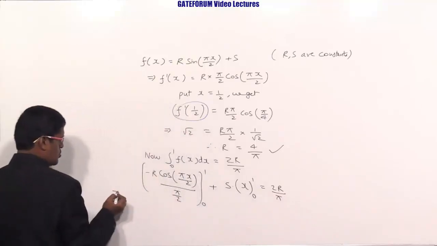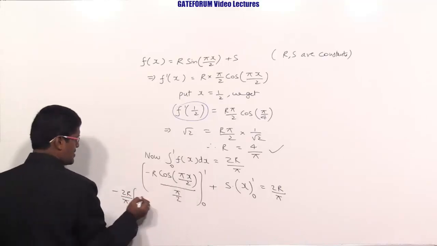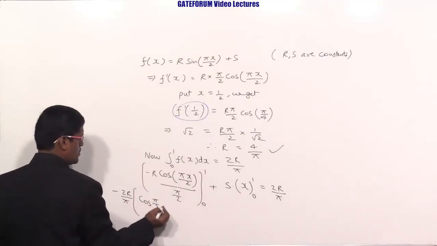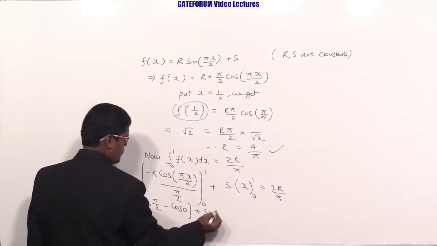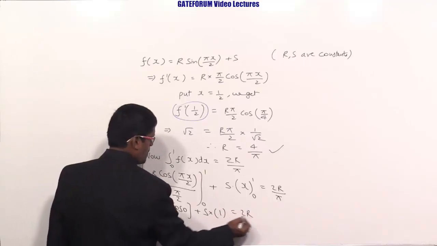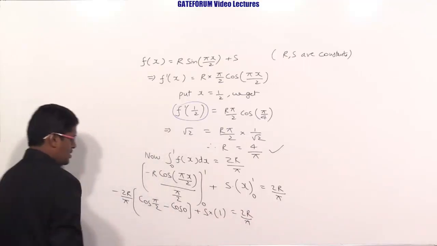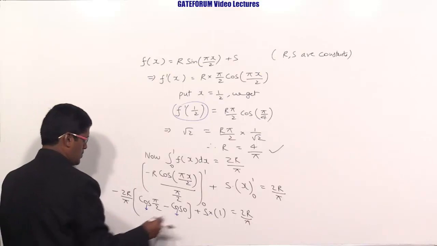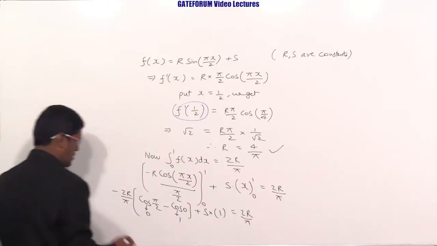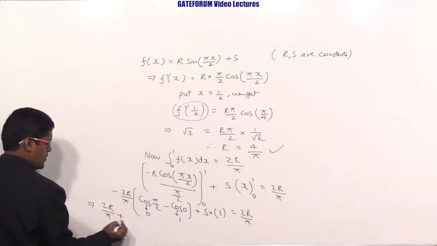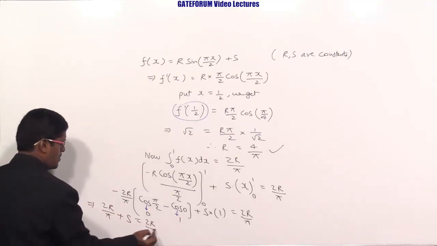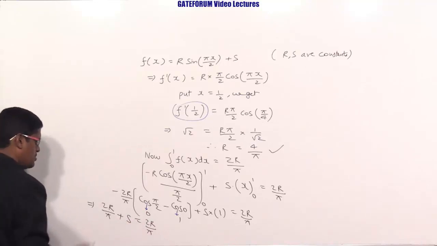Pi by 2 will be inverted, so minus 2r by pi, which is taken outside. First put x equal to 1, that is cos(pi by 2). Lower limit put x equal to 0, that is cos 0, plus s into 1 is equal to 2r by pi. So cos 90 and cos 0, you know that. Cos 90 is 0, cos 0 is 1. So this gives 2r by pi plus s is equal to 2r by pi. Both sides have the same term, same constant, so I can cancel.